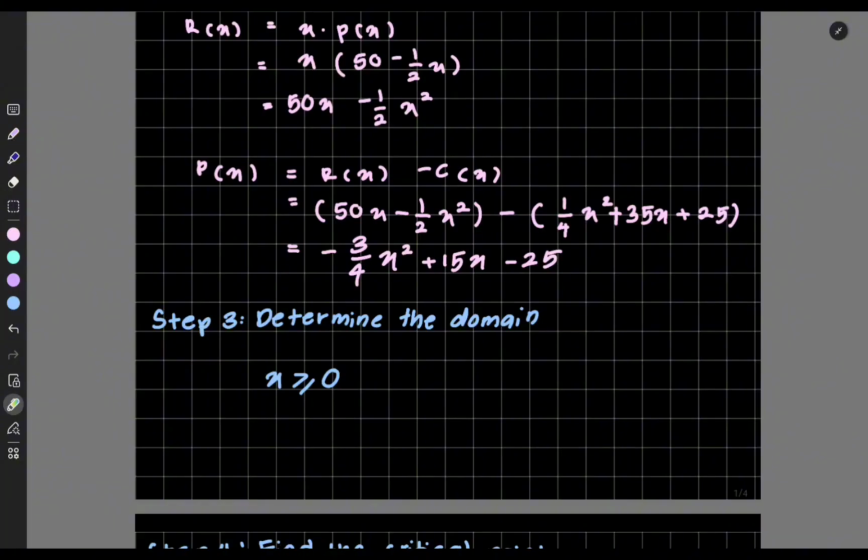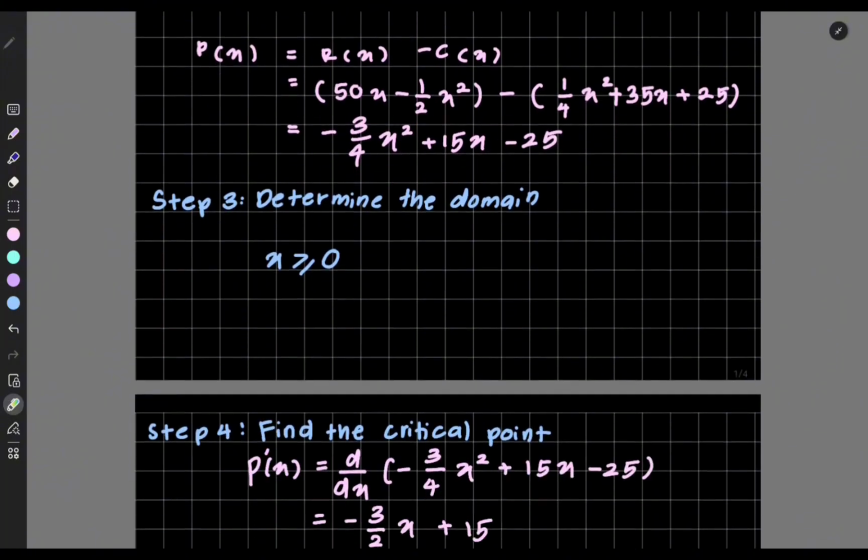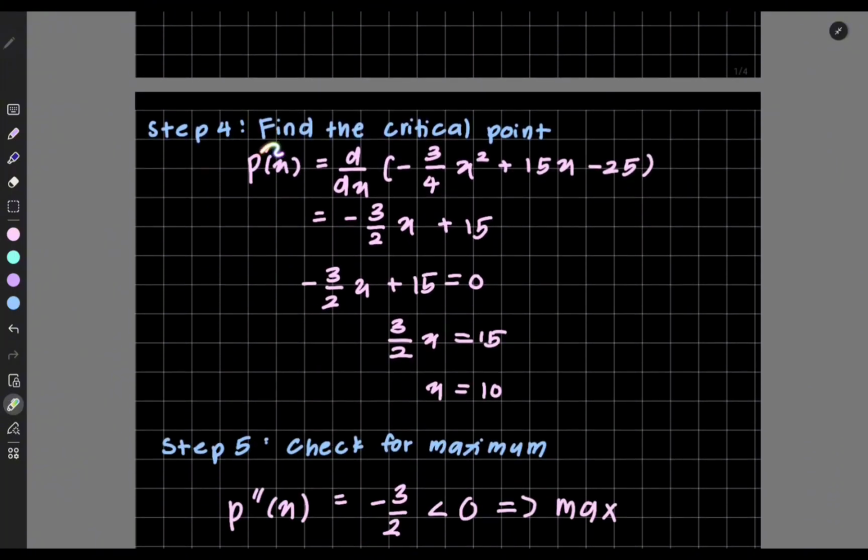Step 3, we need to determine the domain. Since x is represented by the number of ratio sets produced, it cannot be negative. Therefore, the domain is x bigger than or equal to 0. There is no fixed upper limit given, so we focus on critical points within this domain. Step 4 is to find the critical point.